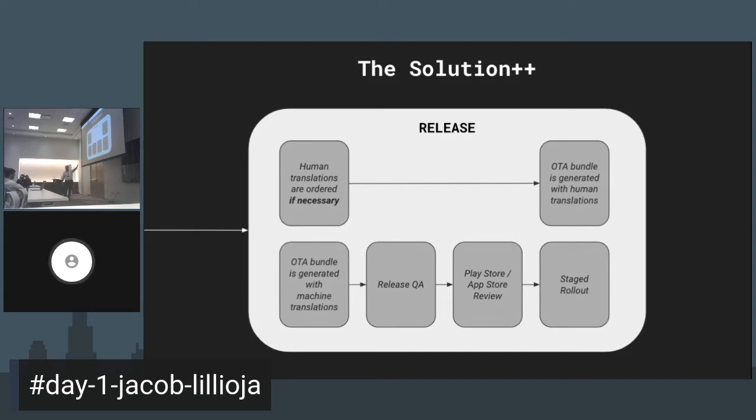The OTA bundle is generated with machine translations. It's available for QA. It's available for Play Store review. It's available for the first few percentages of the stage rollout. And the human translation, if it was necessary, would be completed again by the time the stage rollout is beginning. Another OTA bundle would be generated, and those translations can be available.